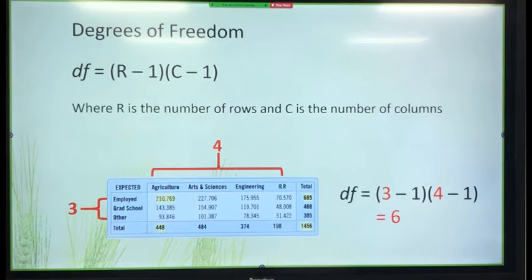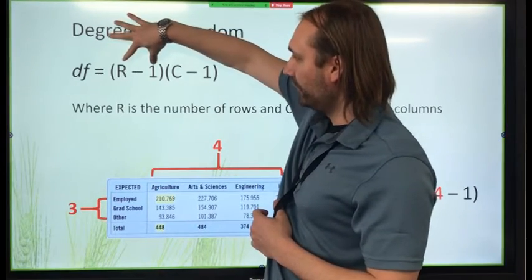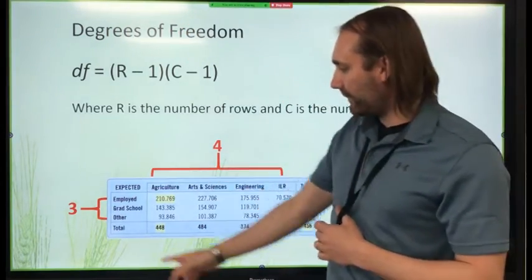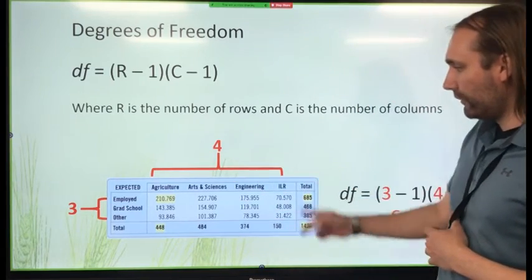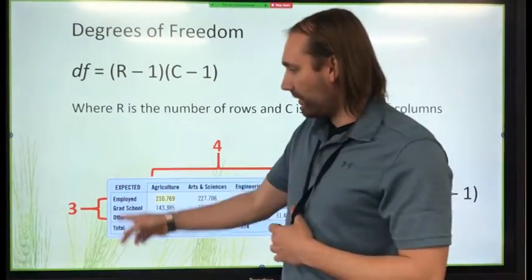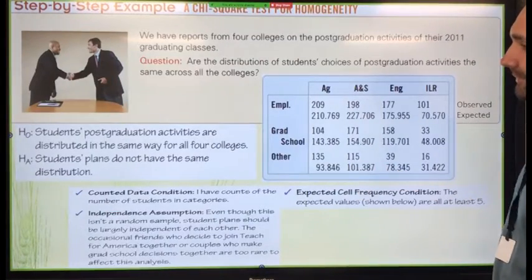There is one big change between this test and the goodness of fit, and that is how we calculate the degrees of freedom. For here, the degrees of freedom is my number of rows minus 1 times my number of columns minus 1. So using this example, I have 4 columns. So that's 4 columns minus 1 times the number of rows, 3 minus 1. So that's 2 times 3. My degrees of freedom is 6. So please note this change. This is the big change here, other than how we calculate it, which is a huge change.